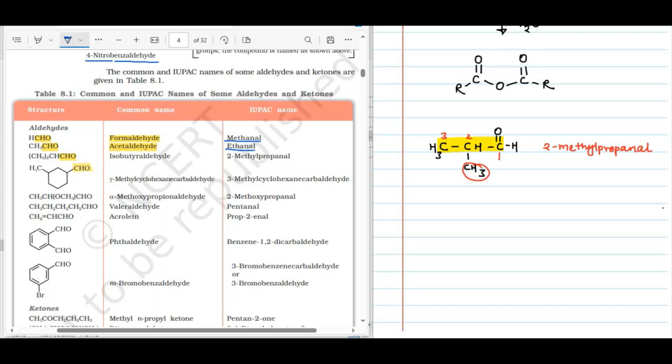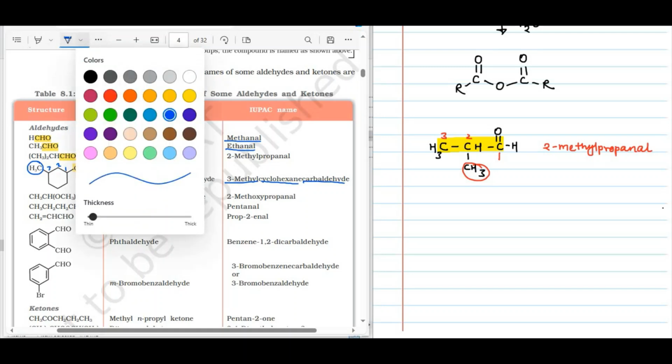Now start numbering from the carbon to which the aldehyde is bonded. So it is 1, 2 and 3. Means methyl is bonded to the third carbon and the aldehyde is bonded to the first carbon. So there is no need to mention the number of the aldehyde group. So the name of this molecule will be 3-methylcyclohexane carbaldehyde, or the common name of this molecule is gamma methyl cyclohexane carbaldehyde.